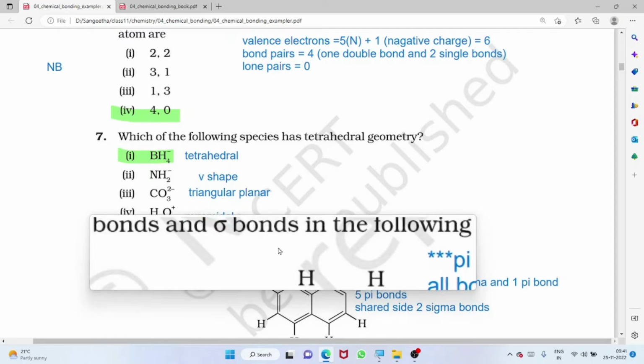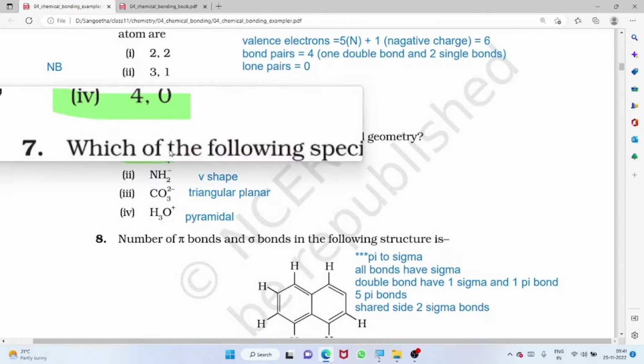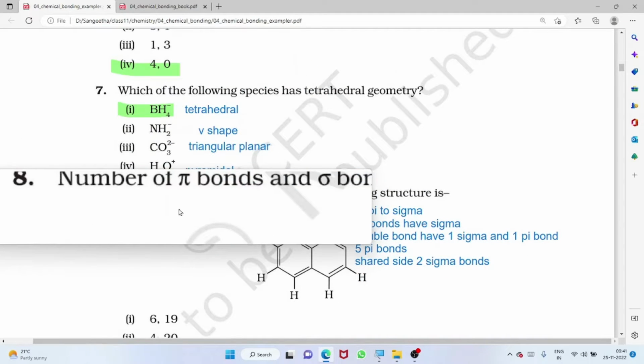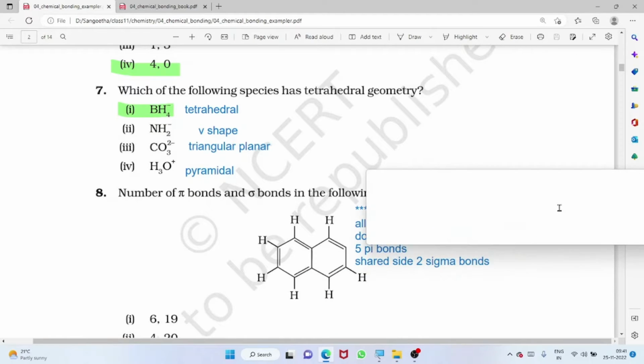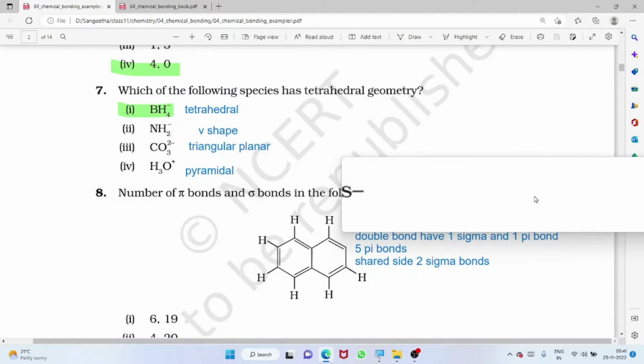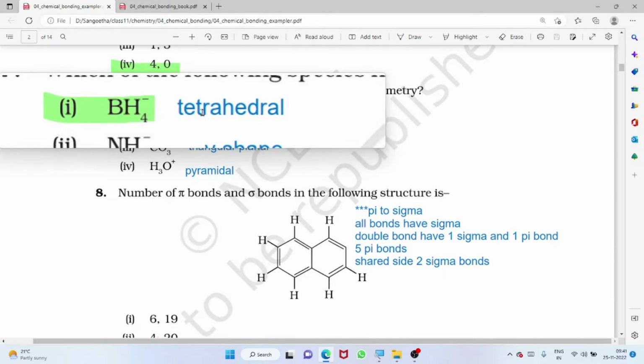Okay, 4 bond pairs and no lone pairs. Which of the following species have a tetrahedral geometry? From the book you can see these things. So the first option is correct.